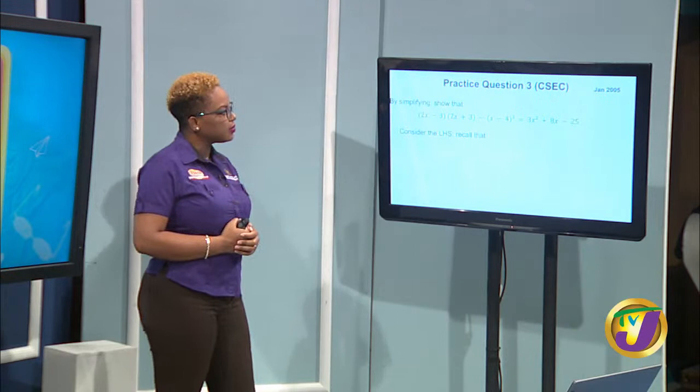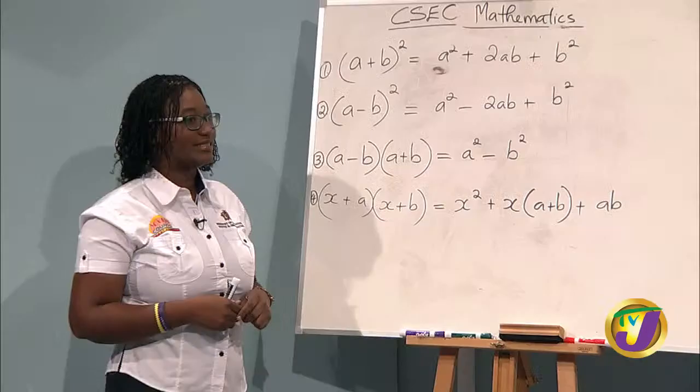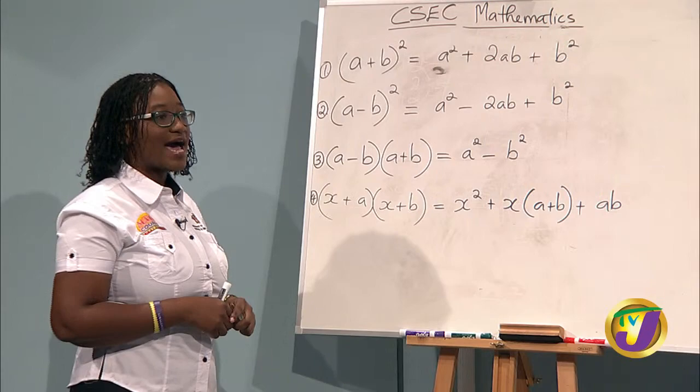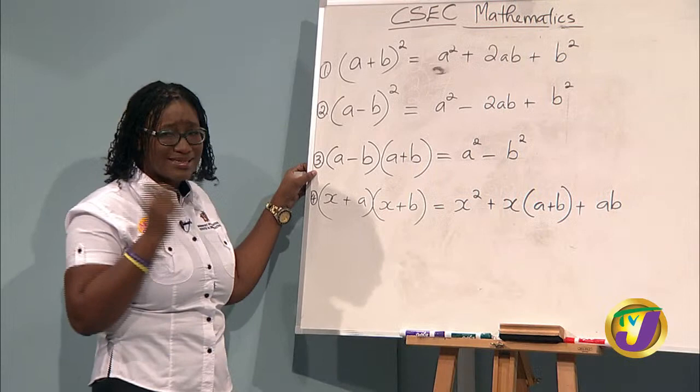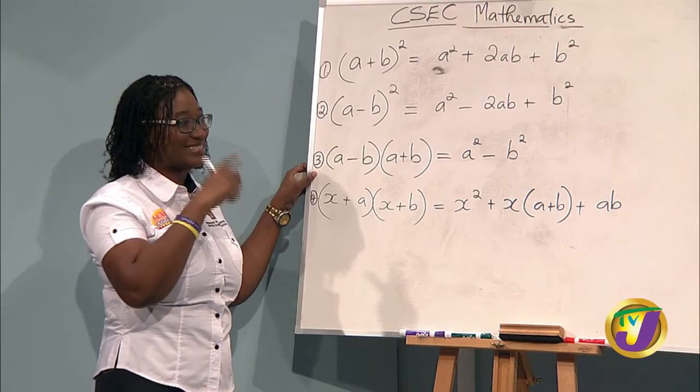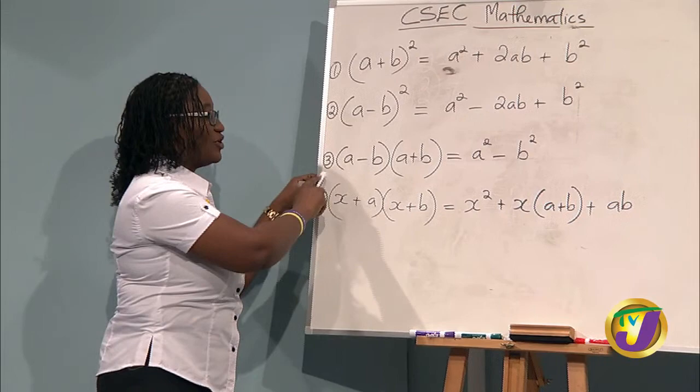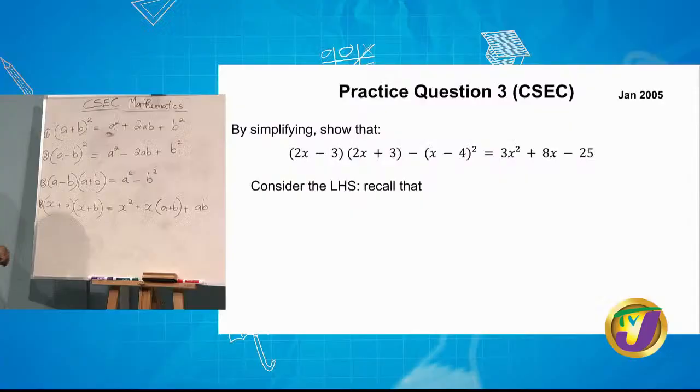So let's refer to our identities here. And I'm looking at the first two brackets. So 2x subtract 3, that's in one, and the other one has 3 added to 2x. So yes, I'm looking at that, and it resembles the third identity that I have on the board. I would have used this identity in the first practice question. Yes, we did. So we're actually using it again here. Different values, but same identity nonetheless.